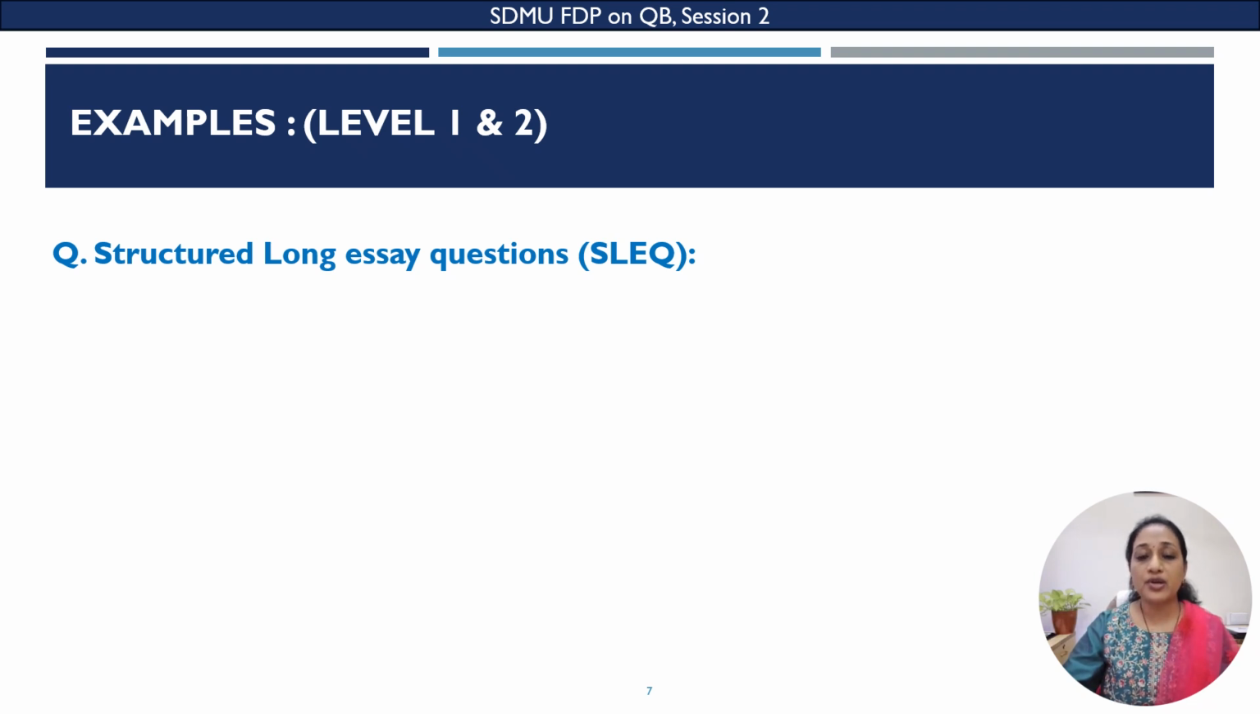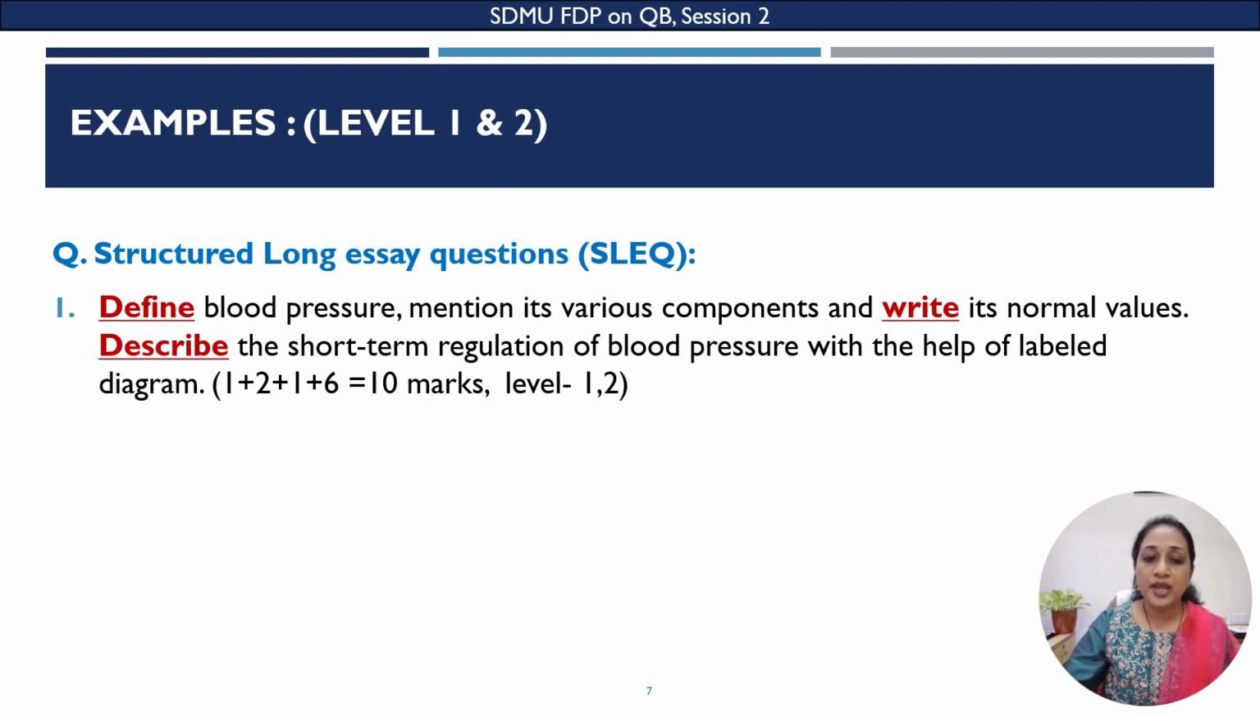A few more questions of level 1 and 2. A structured long essay question or SLEQ can be framed like this. Define blood pressure, mention its various components and write its normal value. Describe the short-term regulation of blood pressure with the help of a labeled diagram. The distribution of the marks here is also very clearly stated.